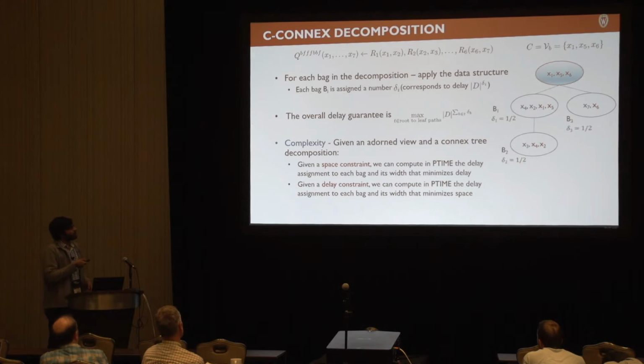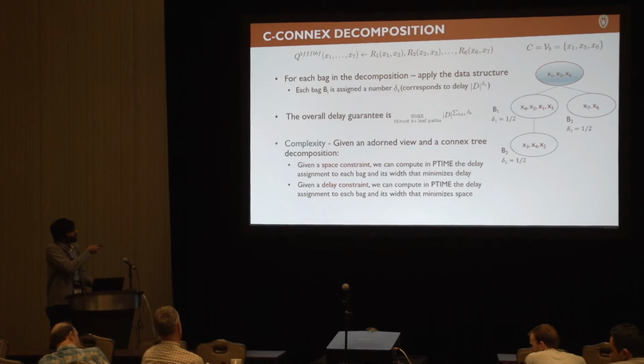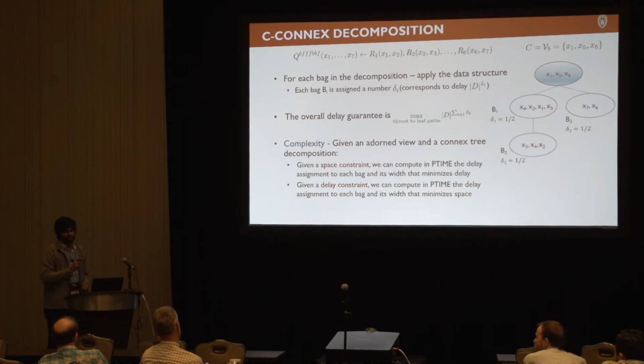So the question then becomes, how do I assign these delta_i numbers to each of the bags? These are some complexity results. Given the adorned view Q and the C-connex decomposition, suppose that we have a space constraint. Then in polynomial time we can find these delta_i assignments such that the overall delay is minimized, and vice versa. If I have a delay constraint, then I can find these numbers delta_i such that my overall delay guarantee is what the delay constraint specifies, and my space is minimized for this particular data structure.